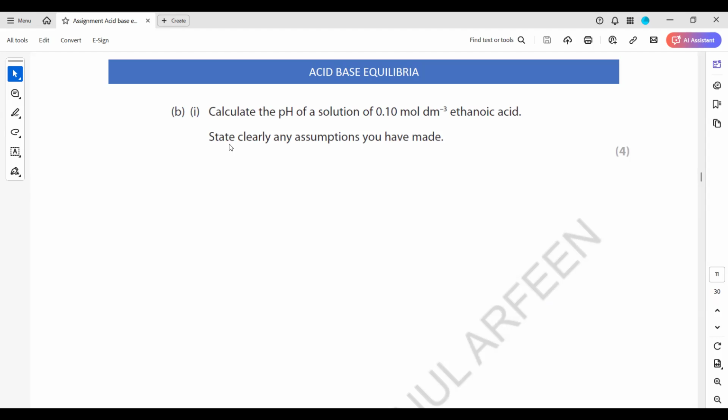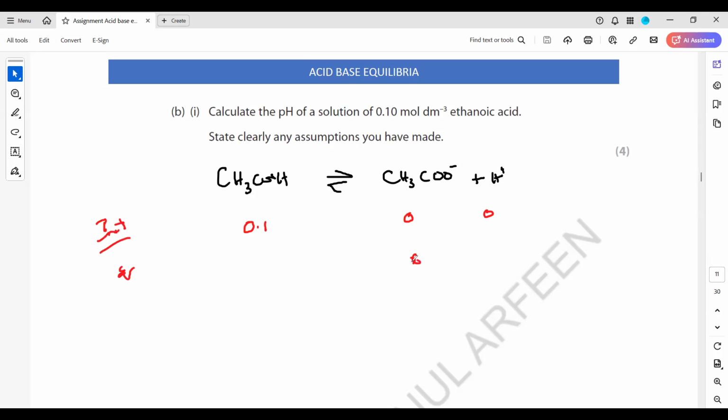So ethanoic acid is CH3COOH and it will dissociate into CH3COO negative and H positive. If the original concentration is 0.1, these will be 0 and 0 initially, at the beginning. At equilibrium, the concentration of this one is X, this one is X, so this will be 0.1 minus X. If we write the Ka: the concentration of ethanoate ion, times the concentration of hydrogen ion, divided by the concentration of acid.